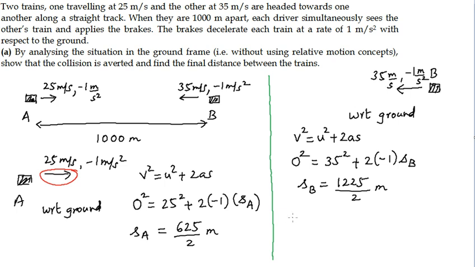And finally, to check whether the collision is avoided, we add SA and SB. When you do that, SA plus SB turns out to be 925 meters. And since 925 meters is less than the initial distance between the two trains, which was 1000 meters, clearly the collision is avoided, and the picture can be summed up as follows.